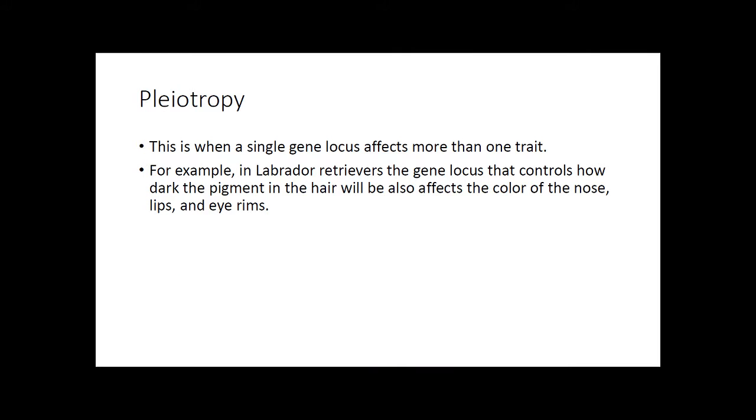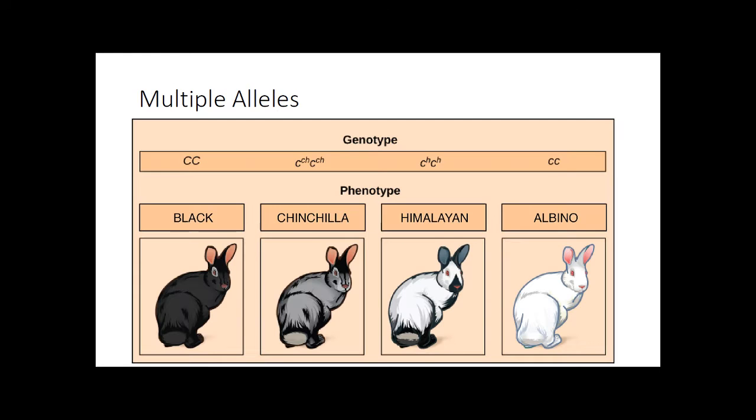Okay. Pleiotropy. Sometimes one gene can affect many things. There's no reason why it should only affect one thing. So that gene we just talked about, the E gene that affects where the melanin goes, not only affects the fur, but it also affects the eyes. So that's called pleiotropy.